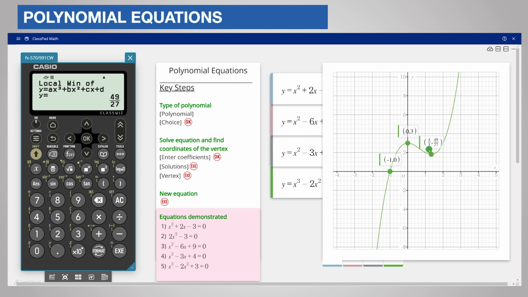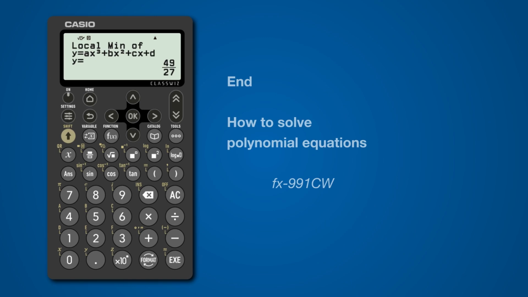If there are no vertices, for example for the equation x cubed minus 1 equals 0, the calculator displays a message to that effect. I hope that this helps you to solve quadratic and cubic polynomials. The calculator will also solve a quartic, which means a power of 4.